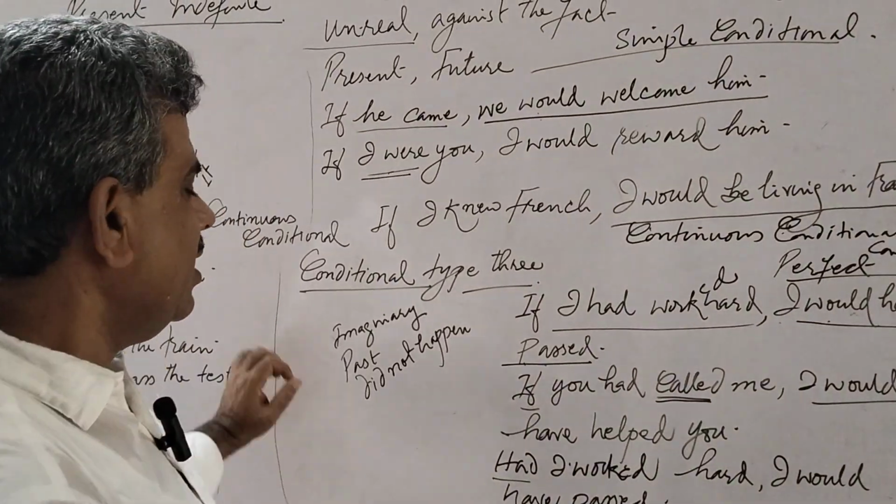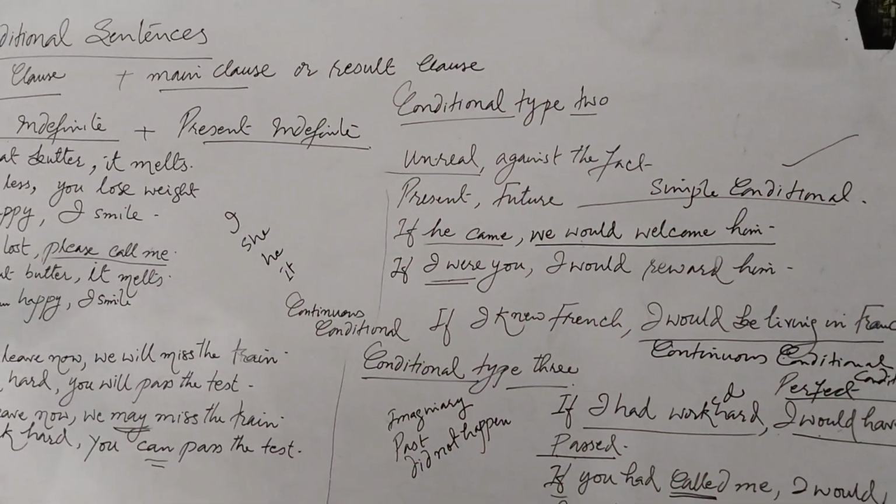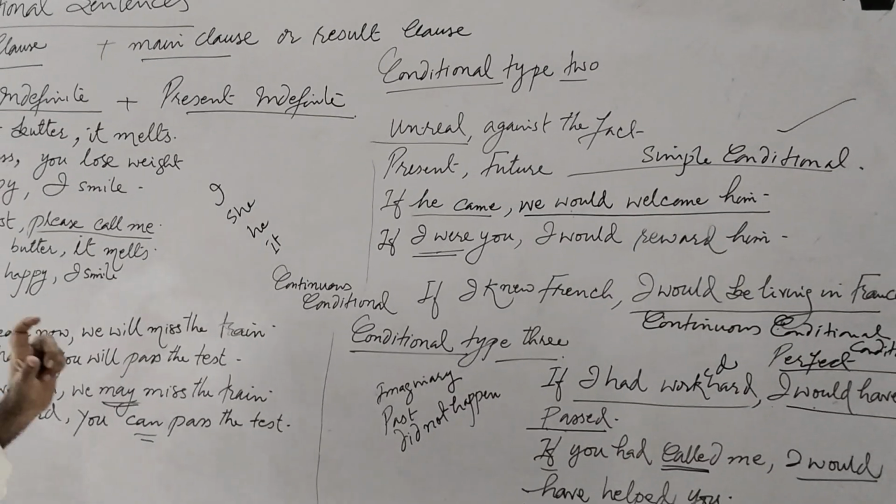So these are conditional sentences here. We have got four conditionals: type 0, type 1, type 2 and type 3.